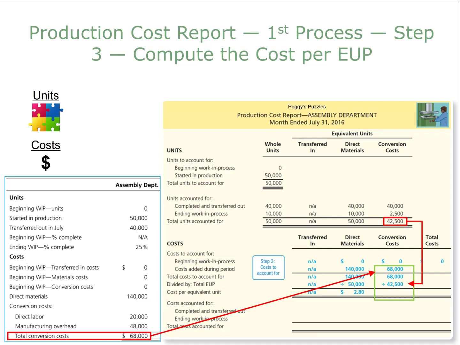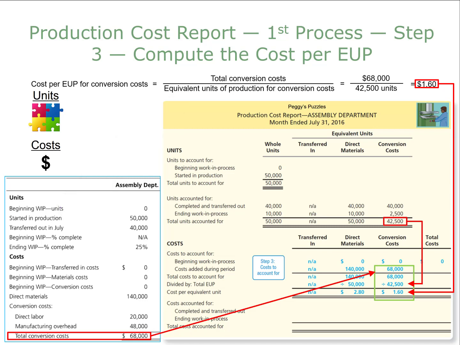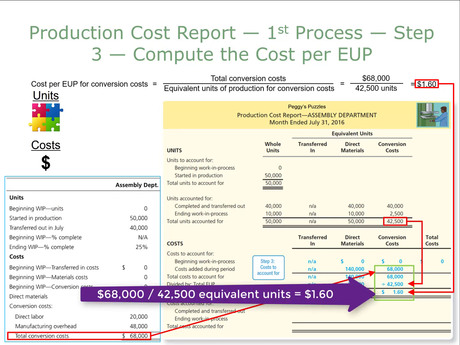The cost per equivalent unit of production for conversion costs is total conversion costs divided by equivalent units of production for conversion costs. So $68,000 of conversion costs to account for divided by 42,500 total equivalent units gives us $1.60 of conversion costs per puzzle. So this means each puzzle has $1.60 of conversion costs.